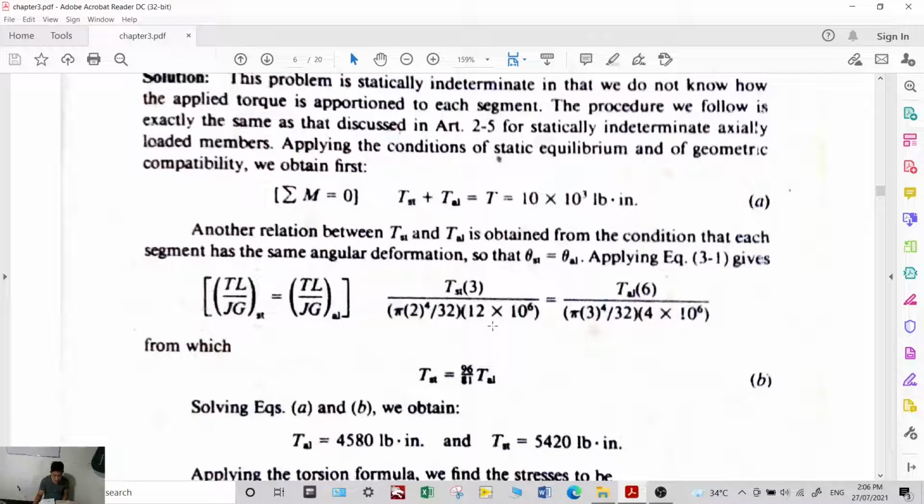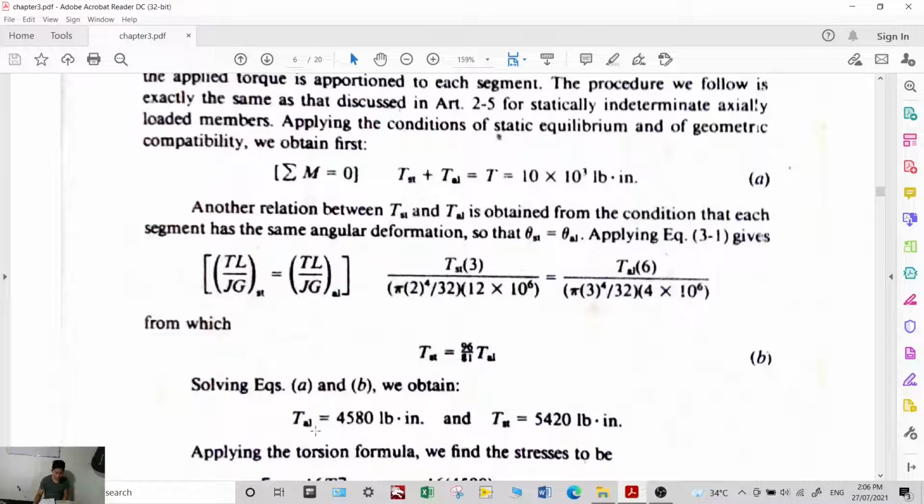Okay, so kung imo nang evaluate, we can get this one. TST is equal to 96 over 81 TAL. So this is now your second equation. Now, for eliminate nimo ni, if you substitute this one in the first equation, we can get that torque aluminum is equal to 4,580 pound-inch, and torque in the steel is 5,420 pound-inch.